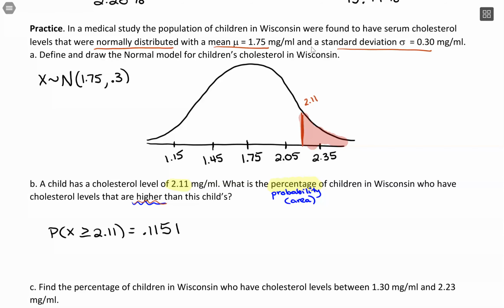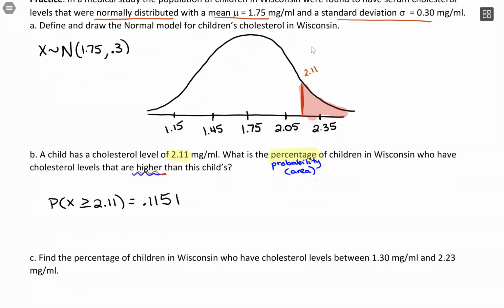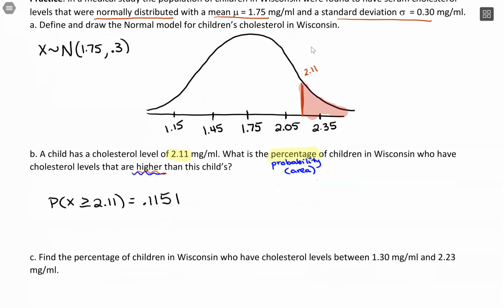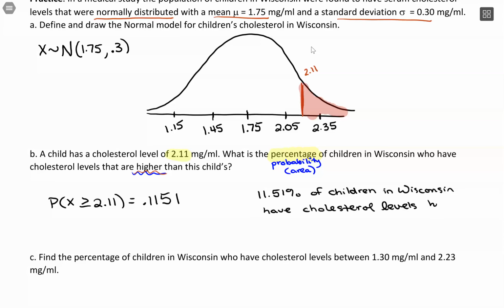So we found that probability, and as always, make a nice sentence answer with your conclusion. They asked what percentage of children, so we could say 11.51% of children in Wisconsin have cholesterol levels higher than 2.11 milligrams per milliliter. And that will do it.